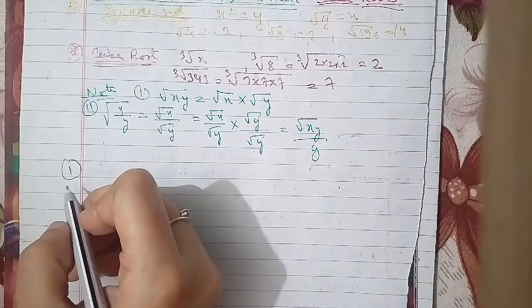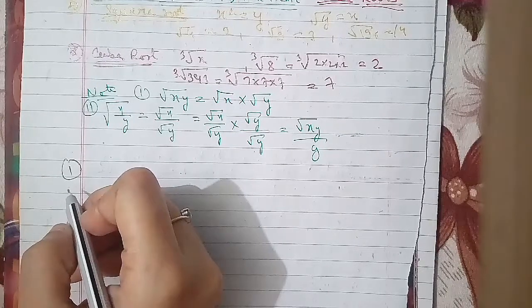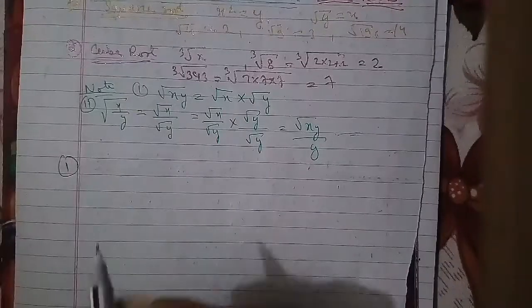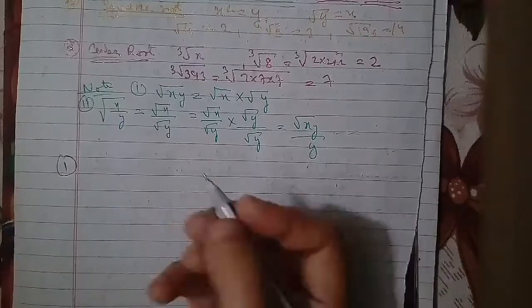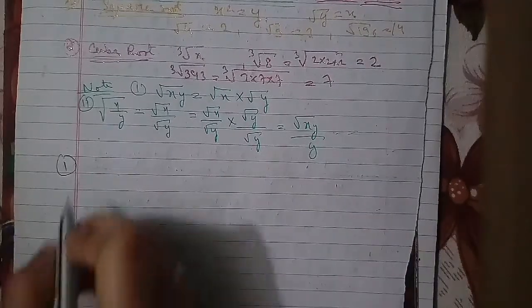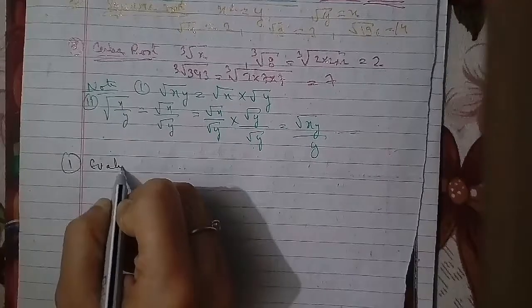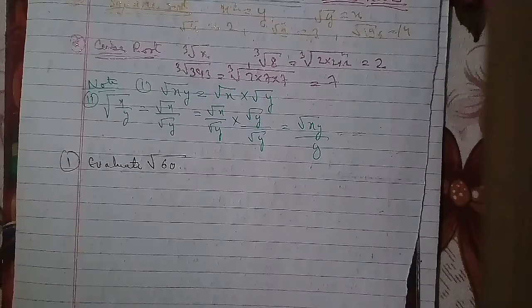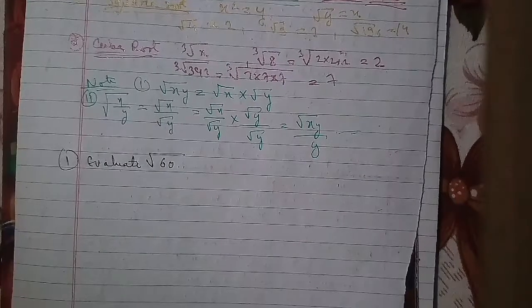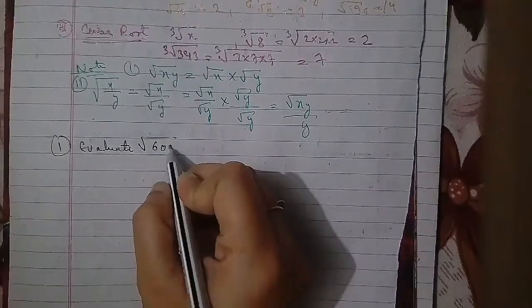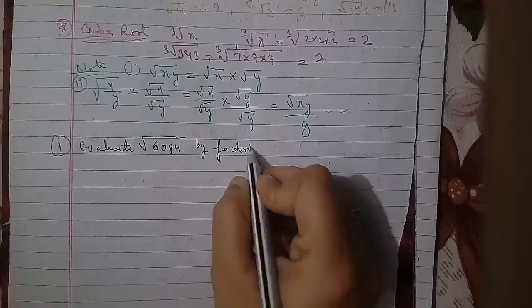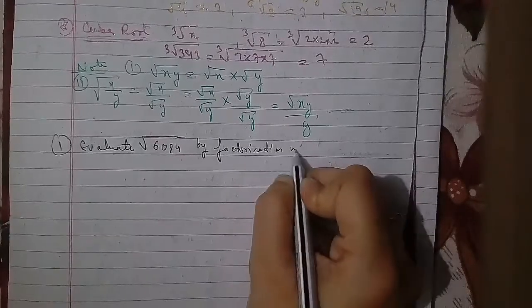So the question is, evaluate the square root of 6084 by the factorization method. In this method, we express the given number as a product of prime factors. Now take the product of these prime factors, choosing one out of every pair of the same primes, and this product gives the square root of the given number.